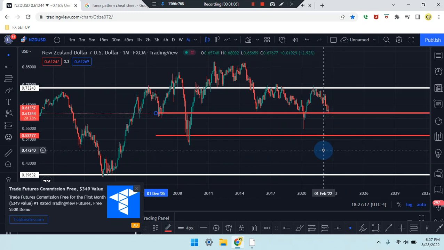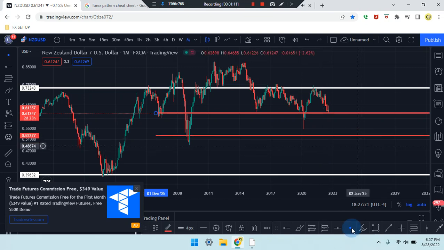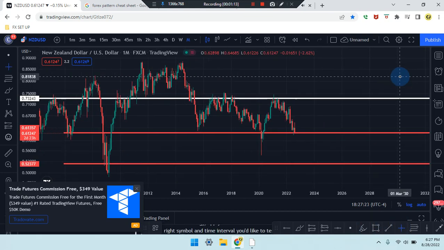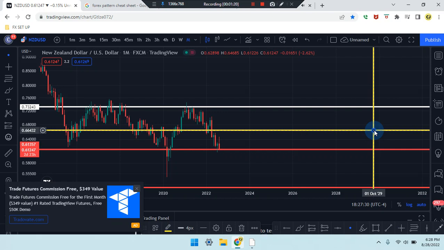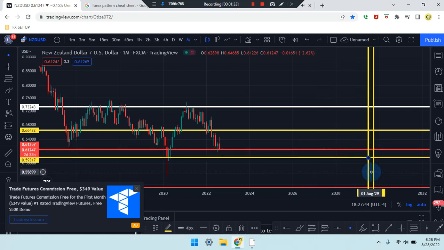So price is currently sitting at 0.61247. On a multi-time frame, if price action makes it to the next level, it can come up to that midpoint of that overall area, which would be near 0.66432. And if price action works its way down to the next level, it can head to near that area of 0.5317, and that will be the break of the SR line.